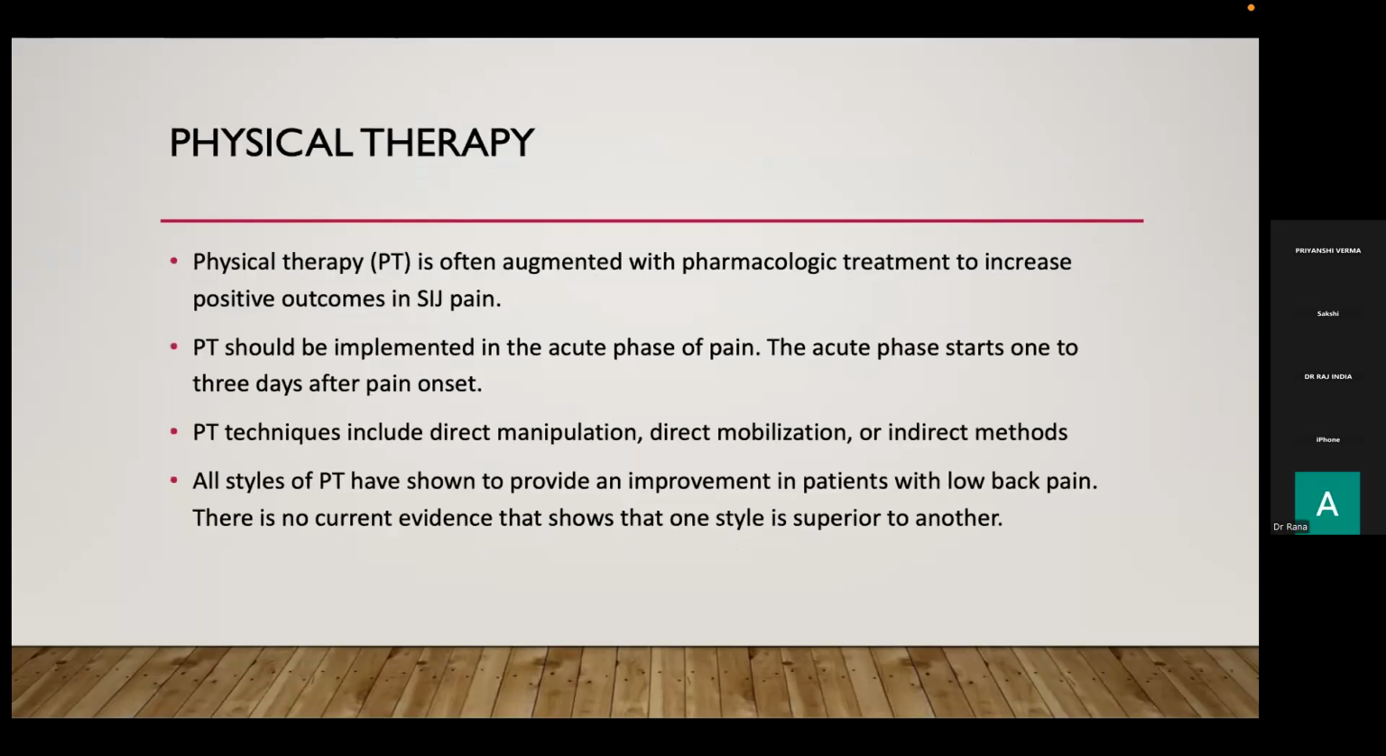So, a few points about physical therapy, which is really effective in the initial part of the patient's pain, because we have seen in practice, and it has been stated in the guideline as well, that most cases of acute SI joint pain get resolved with treatment in the form of medical management and physical therapy. Physical therapy can be implemented in the form of direct manipulation, direct mobilization, or indirect methods. All styles of physical therapy have been shown to provide improvement in patients with low back pain, but there is no evidence that one style is superior to another.